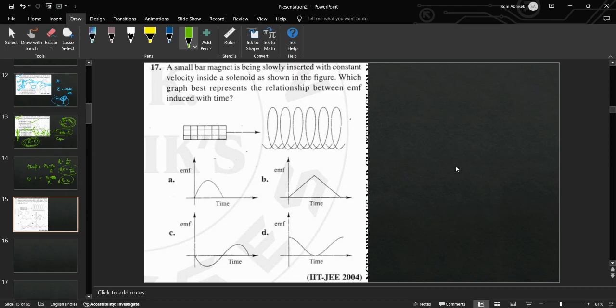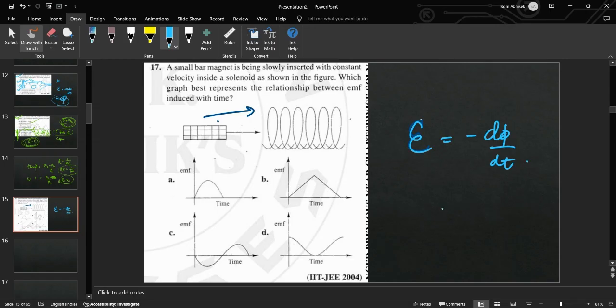A small bar magnet is being slowly inserted with constant velocity into a solenoid as shown in the figure. Which graph represents the relationship between EMF induced with time? There is a small bar magnet which is being slowly inserted with constant velocity inside a solenoid. We know EMF is minus d phi by dt. All right, EMF induced with time.